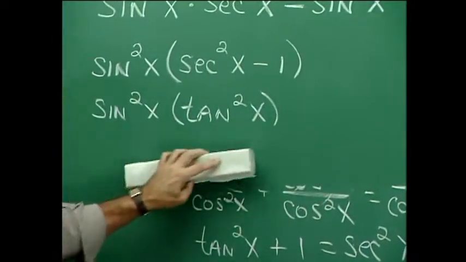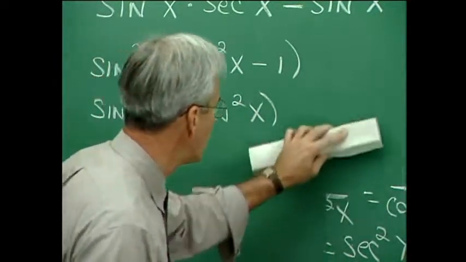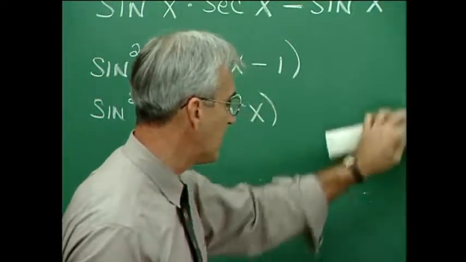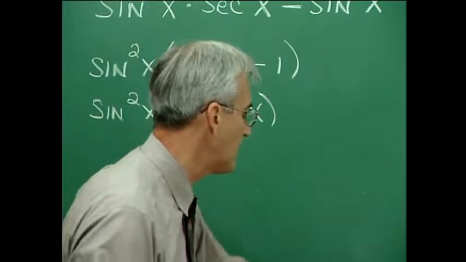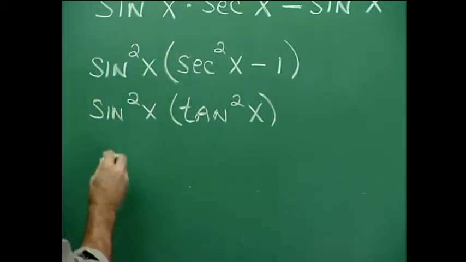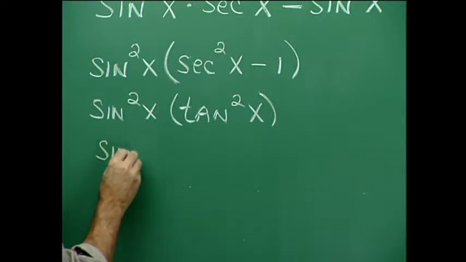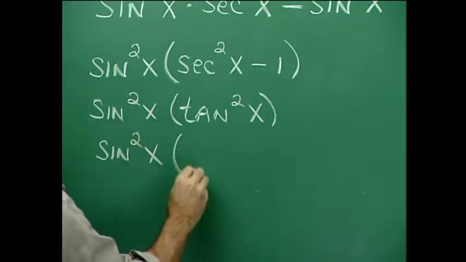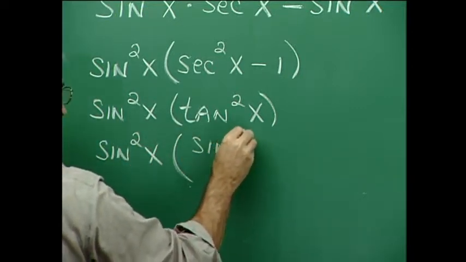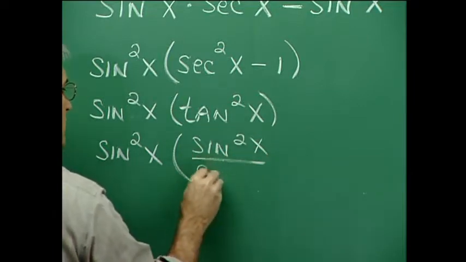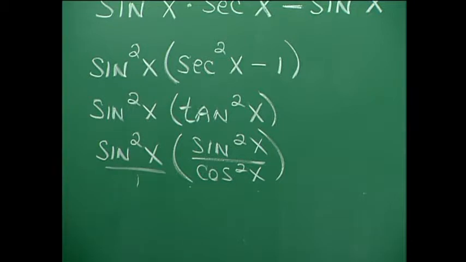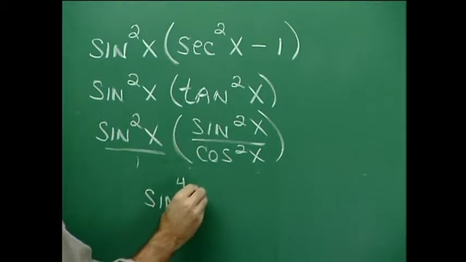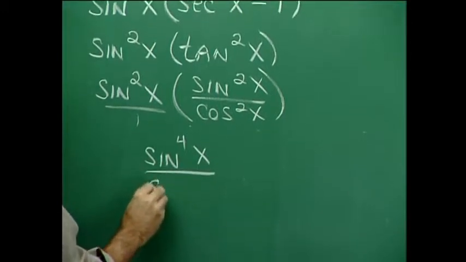And that's a simplified version. Now I could take this one step further. This is fairly simple in itself, but I could go a step further and I could think of tangent squared as sine squared over cosine squared. So I could write this. And then remember, this is over 1, so multiplying here I get sine 4th degree x over cosine squared x.